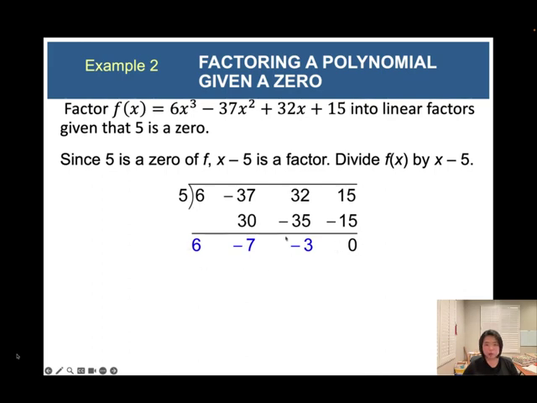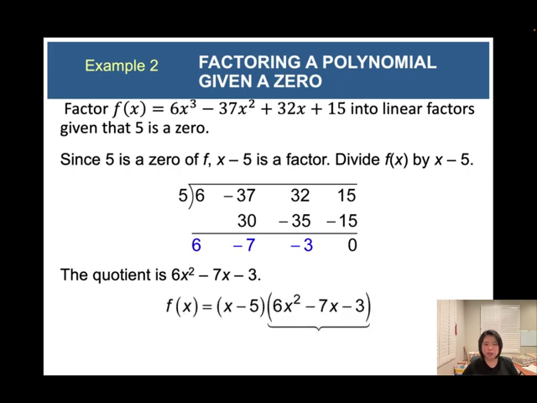Remember how to write down the quotient. This is the quotient. If this is x to the power 3, we subtract 1, so that will be 6x squared minus 7x minus 3. So the function f of x, we could write with one factor x minus 5, times the quotient. If you distribute and combine terms, you should get back the original function.